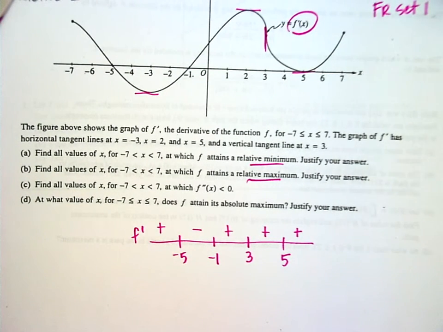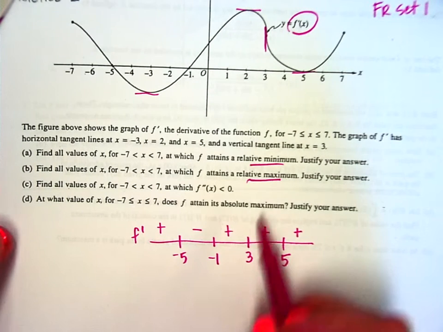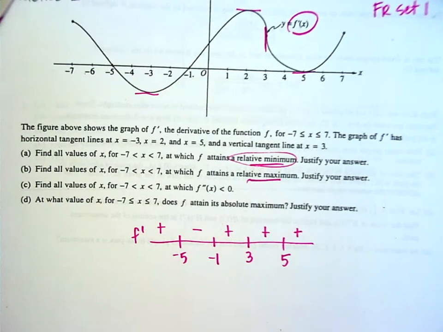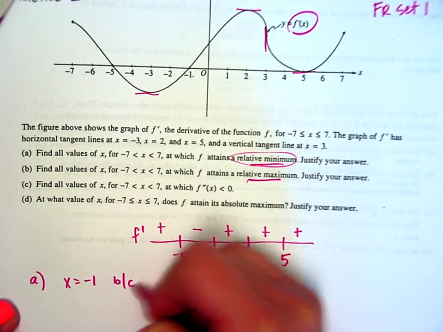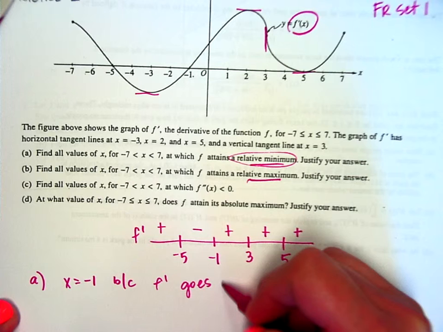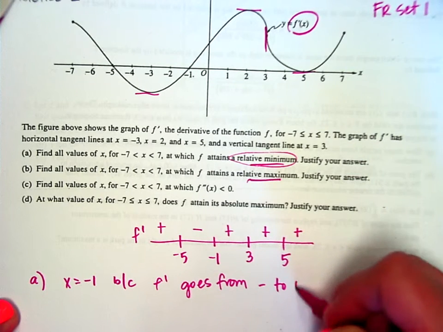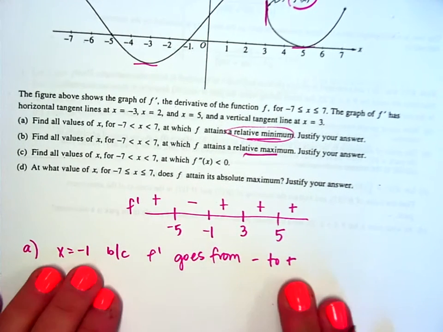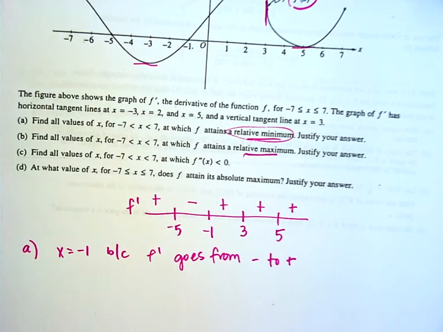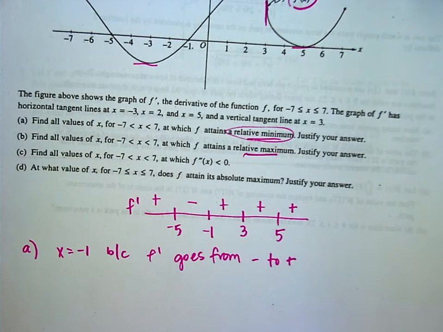So real quickly, write the answer to part A. We've got a relative minimum wherever f prime goes from negative to positive. So part A is at x equals -1 because f prime goes from negative to positive. Don't try to come up with that any other way. Don't say any other thing other than this. Don't talk about the slopes increasing or decreasing. Never use the phrases increasing and decreasing, okay? I want you to just say f prime goes from positive to negative.